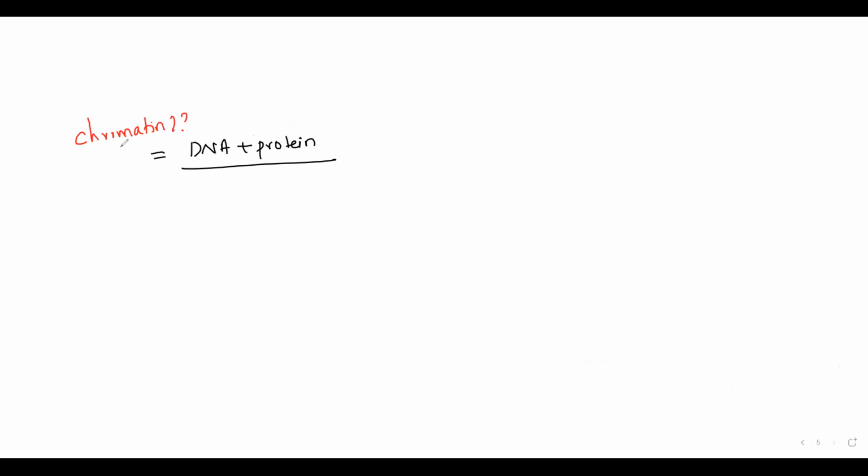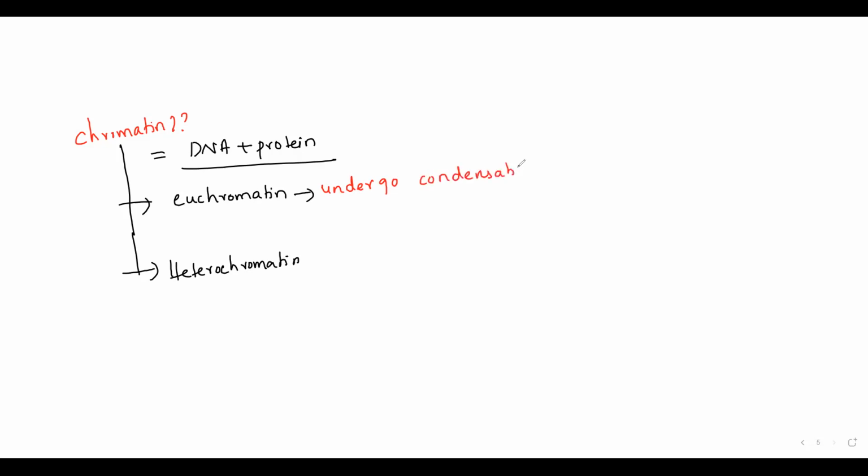Okay, now talking about this chromatin, children, there are two different types of chromatin. One is being called your euchromatin, and the other is being called heterochromatin. Okay, so the euchromatin is the one which is going to undergo the normal cycle of condensation and decondensation. So this is the one which is going to undergo the condensation, decondensation process during the cell cycle.